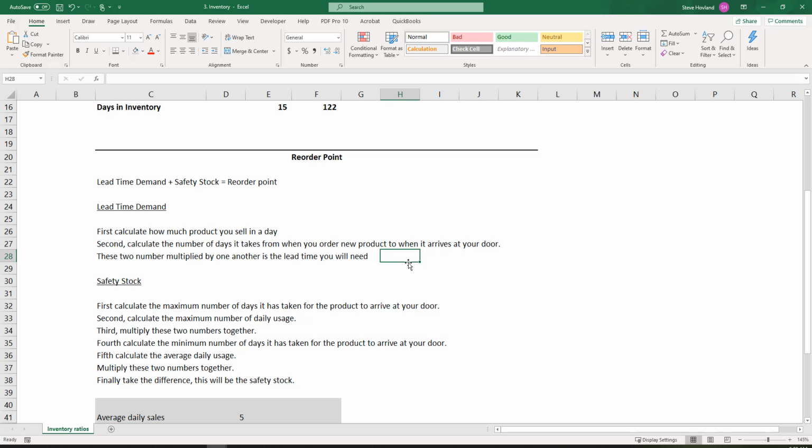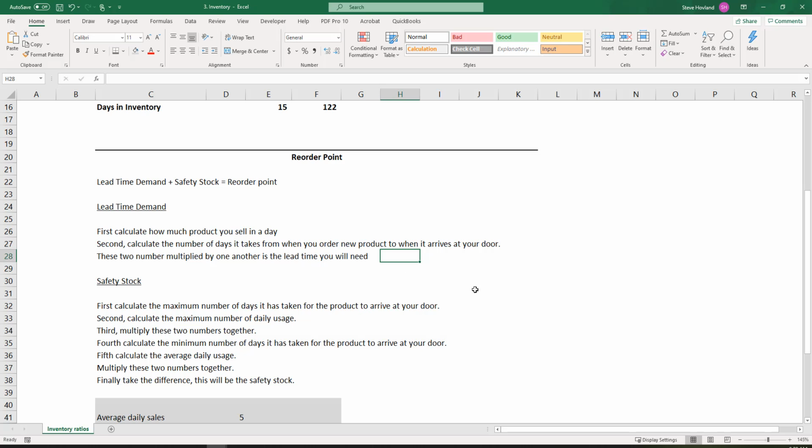Then you're going to take those two numbers, the average daily usage or daily sales of the product, and times it by the days it takes from sitting down to order to when it shows up, and that's going to be your lead time demand.